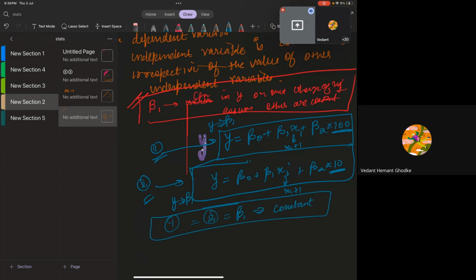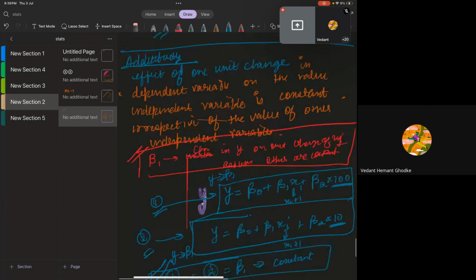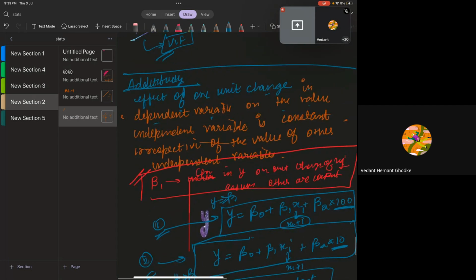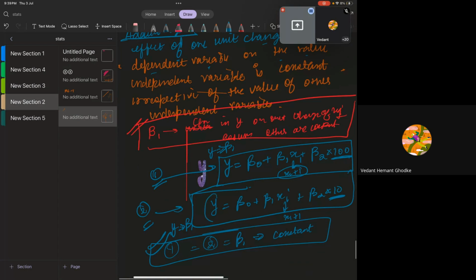That is what the additivity law is saying. Effect of 1 unit change in x1 on the dependent variable is constant, irrespective of what? Irrespective of the other independent variables. Does not matter whether it is 100 or 10. The answer will always be beta 1. Yes or no?